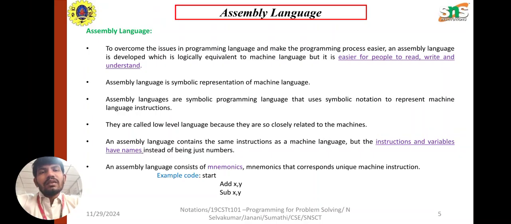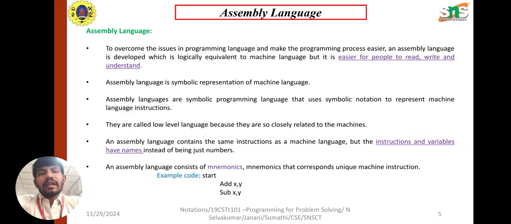Assembly language was developed to overcome these issues and make the programming process easier. An assembly language is logically equivalent to machine language, but it is easier for people to read, write and understand. Assembly language is a symbolic representation of machine language, a symbolic programming language that uses symbols to represent machine language instructions. They are called low level languages because they are so closely related to the machine.